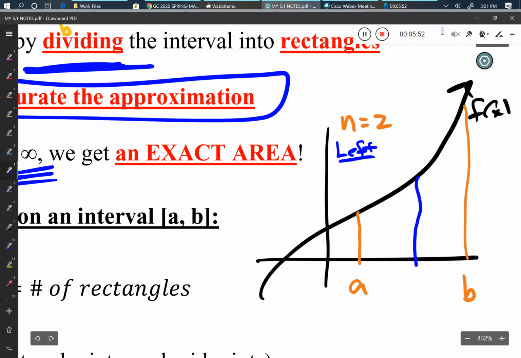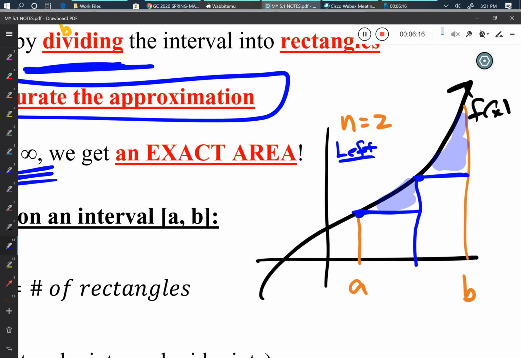endpoints, or left rectangles. Left endpoints would be to take a look at each rectangle and use the leftmost edge of that rectangle to measure your height. Now, if I do a left approximation or use left rectangles here, I'm missing all of this area. So I've got a gross underestimate going on here.